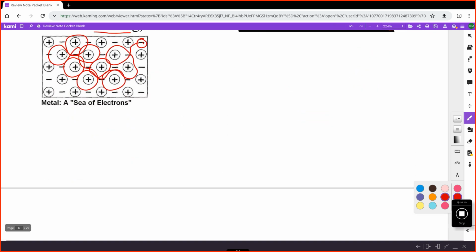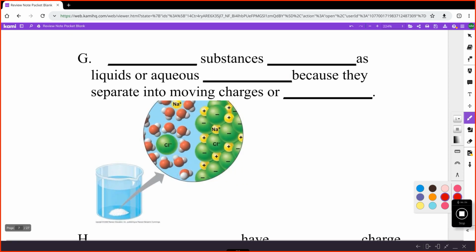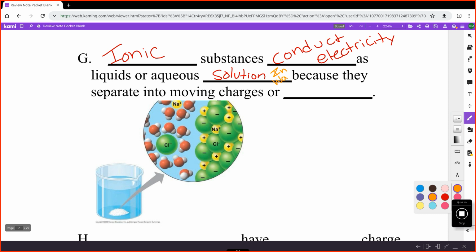We'll talk a little bit about their properties, or the ones that are most important or most commonly show up on the New York Regents. The first one has to do with ionic substances. Ionic substances will conduct electricity as a liquid or if they are an aqueous solution, aka in water. Either one of those situations, ionic substances conduct electricity.